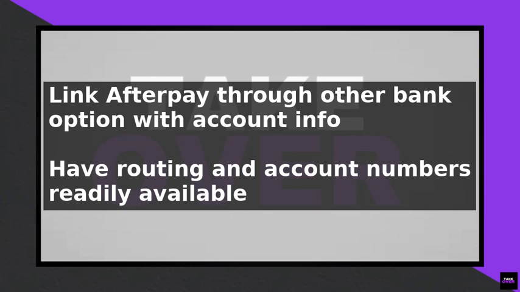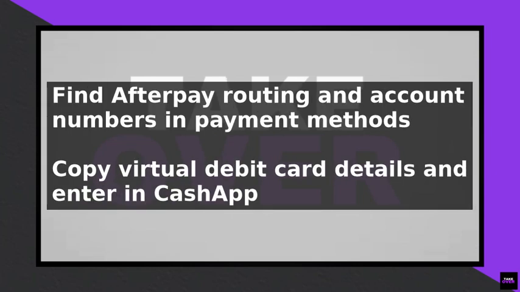To find your Afterpay routing and account numbers, log into your Afterpay account and navigate to the Payment Methods section. From there, you can find the virtual debit card details and copy the routing and account numbers. Go back to the Cash App and enter the routing and account numbers. Then follow the prompts to complete the linking process.